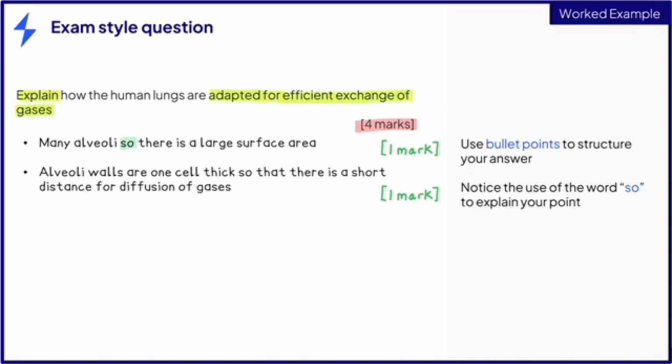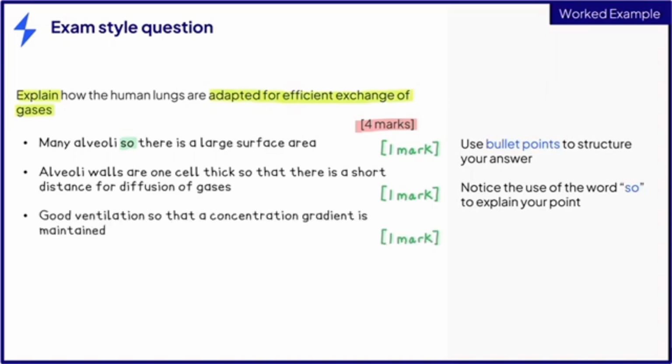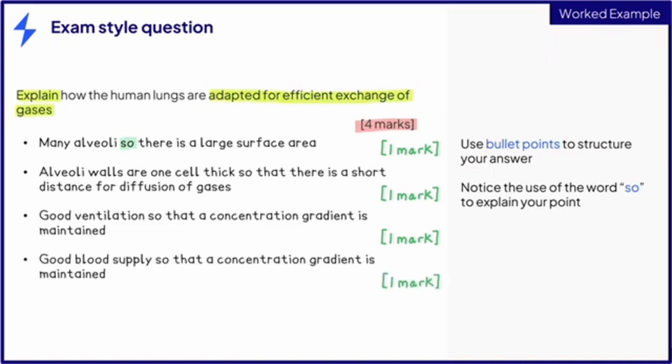We can now write about good ventilation as a 3rd marking point. Let's explain this. Good ventilation maintains a diffusion concentration gradient. Finally, we can mention the good blood supply for our 4th marking point. To explain this, we need to again write that a good blood supply maintains a diffusion concentration gradient. So here we have a nice, clear, logical answer that clearly explains each adaptation.